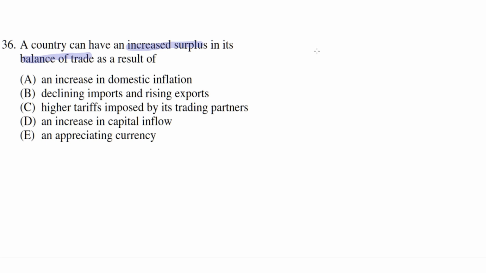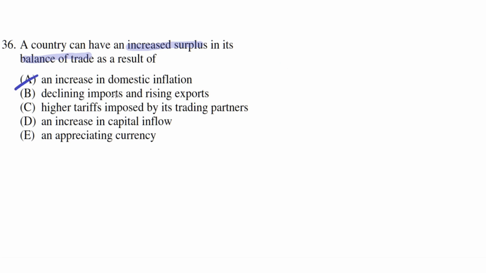This is incorrect because an increase in domestic inflation means that the price of domestic goods has increased, and because the price of domestic goods has increased, the number of exports will decrease, as foreign countries would not want to buy items or goods and services from that country as their prices are higher. And because they're buying less, that means that exports will decrease. And because exports decrease, surplus will decrease. Now with this, we can eliminate option choice A, because this would not result in an increased surplus.